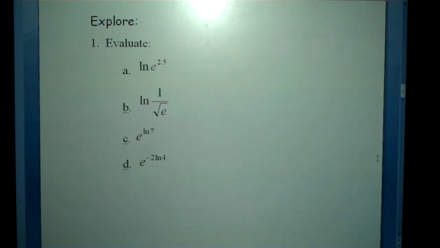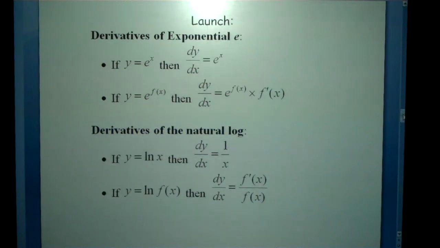Is that as easy as you remember logs and e being? I hope so. Now let's get on to the calculus, the derivatives.